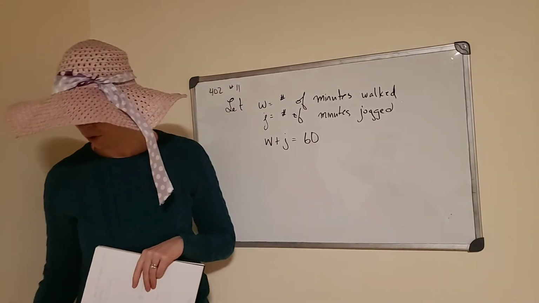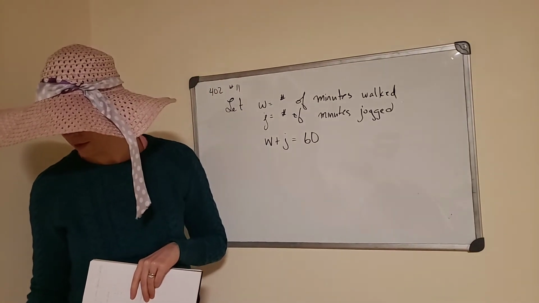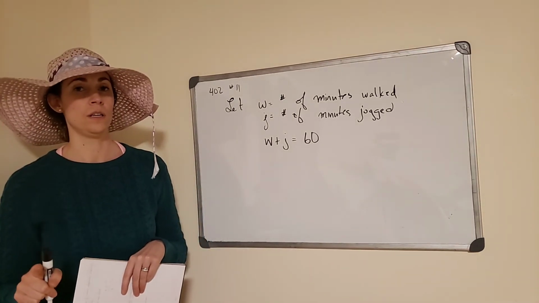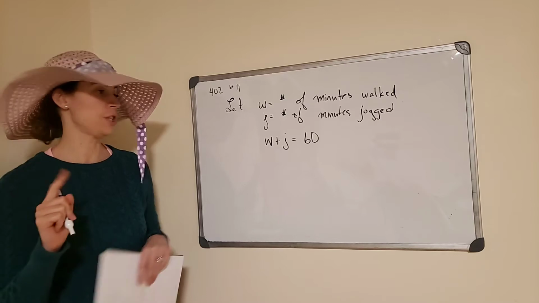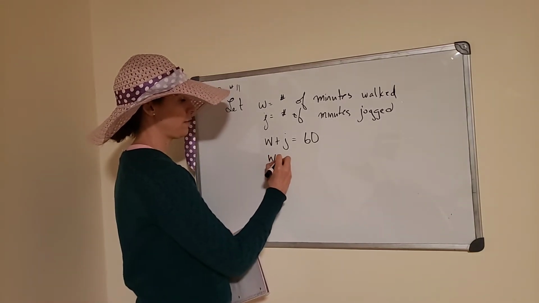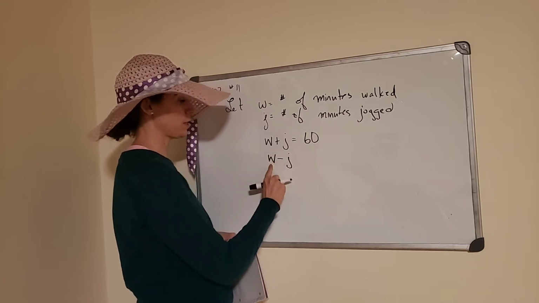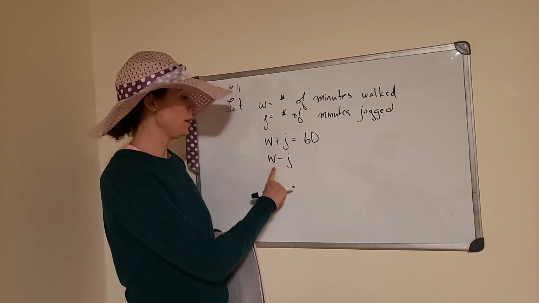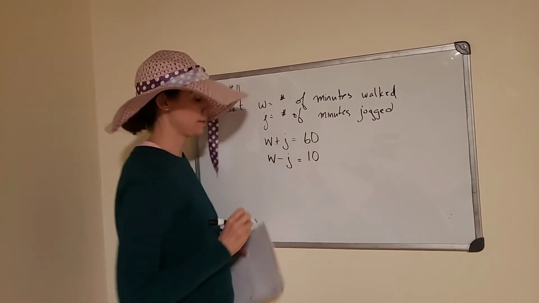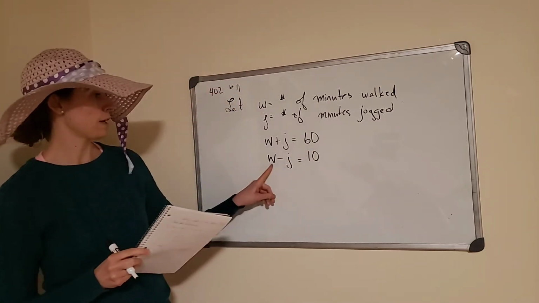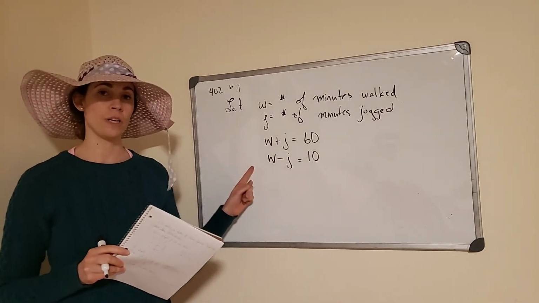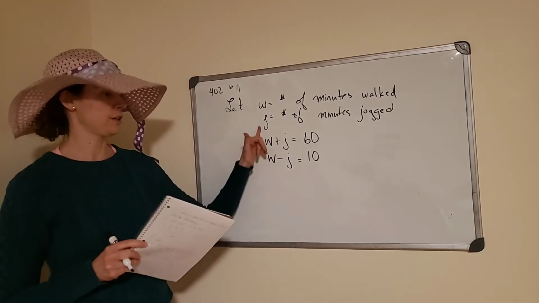Let's look for some more information. It says she walked 10 minutes more than she jogged. So she walked more than she jogged. If I subtracted the amount she jogged from the amount she walked, the difference is 10 minutes. So W minus J equals 10. Now we've got our two linear equations, so we have a linear system.